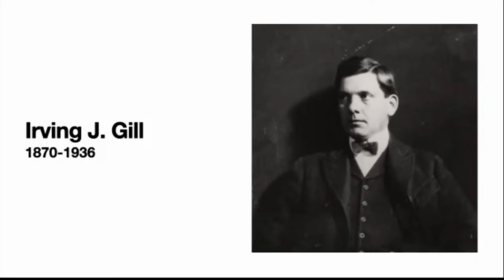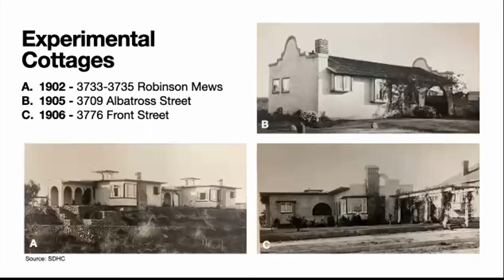After 2 years with Adler and Sullivan, Gill moved to San Diego, where he partnered with Joseph Falkenham and then later William Hebbard. While partnered with Hebbard, Gill designed a handful of experimental cottages for parcels of land he purchased in San Diego. Some of these cottages have survived, but most have been altered.